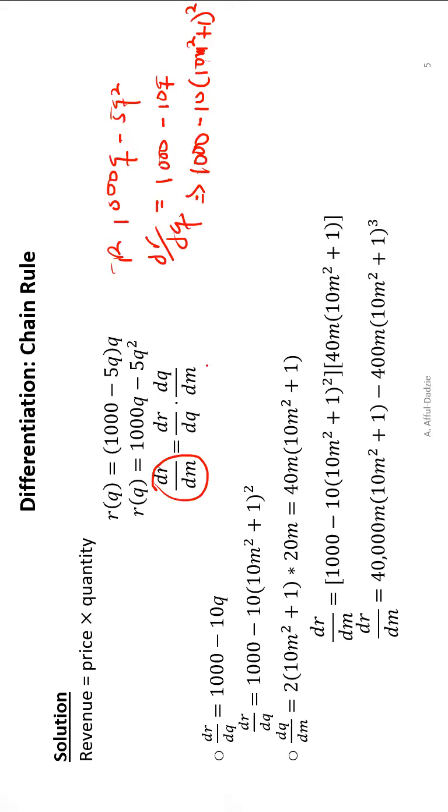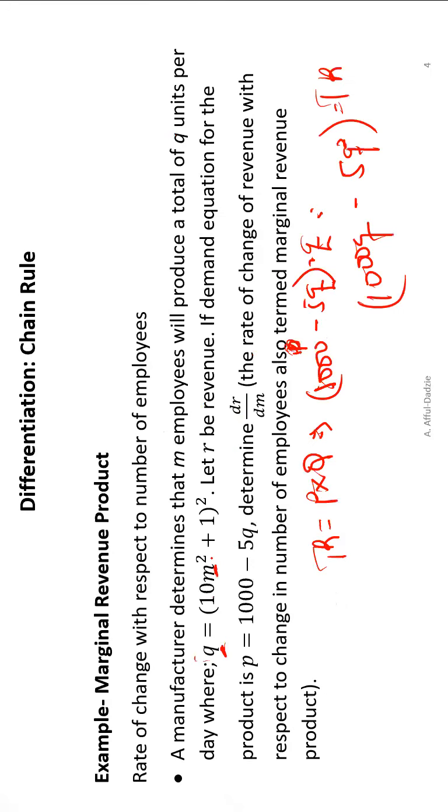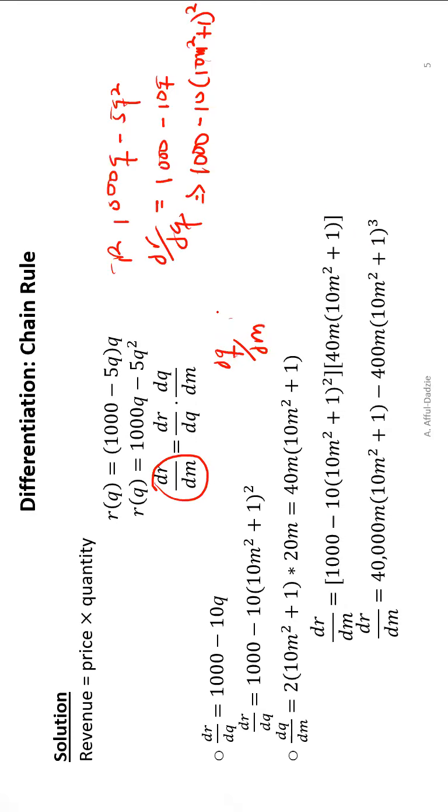All right, so now let's look at the dQ/dM, and that's like taking the derivative of this function here, dQ/dM. All right, so you have (10m squared plus 1) whole squared. Now this function looks something similar where we have a nested function. We have an outer function and then we have an inner function. So this is more like a function begging you to use the chain rule.